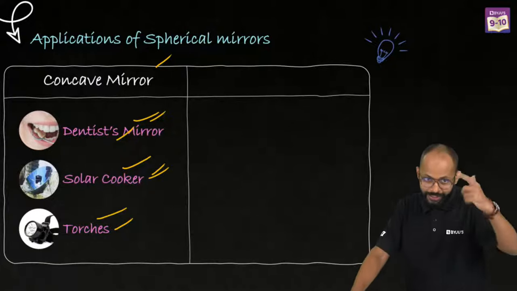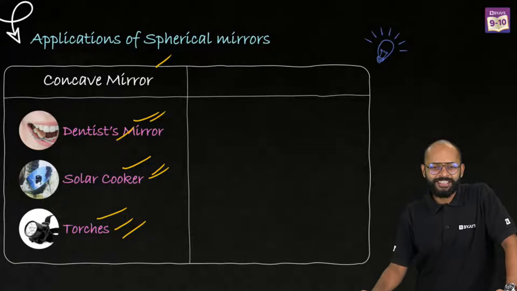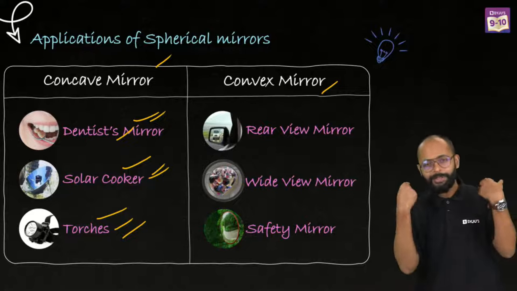Case 1. Correct. Torches. Torches. Very good. So, that's how you have to revise. I'll keep telling you uses.